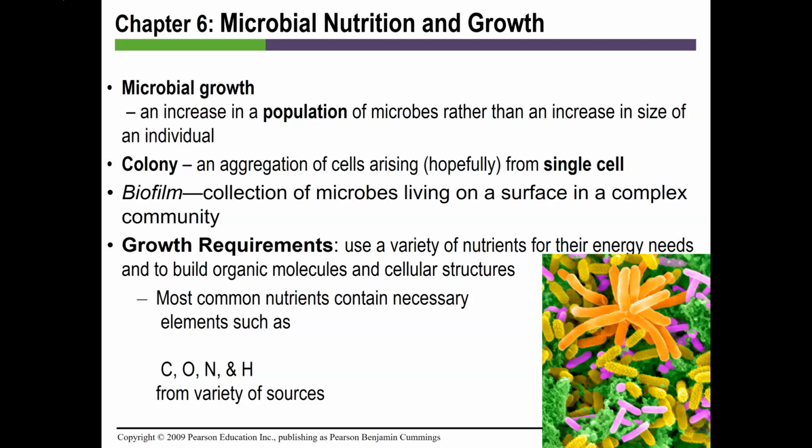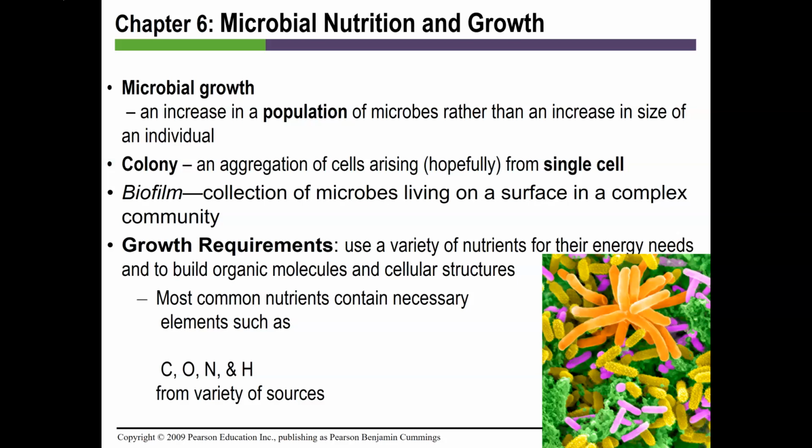A colony is something that we can actually see forming on a petri dish. A colony is a group of cells, an aggregation of cells, that hopefully are the descendants of a single cell that continue to replicate until a visible clump appeared on the surface of the medium. Ideally, a colony is a group of cloned organisms. They're all the same. They're genetically identical.